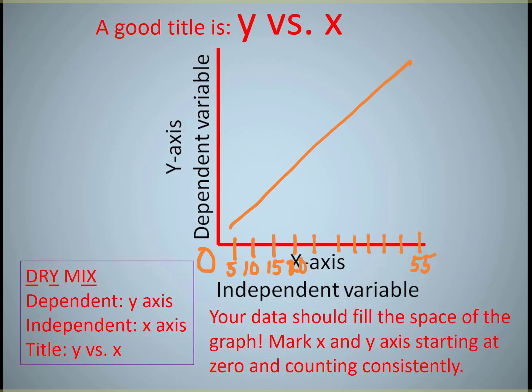Obviously, I don't have graph paper here, so I did the best I could. I probably could have done a little bit better right here. But the point is I'm counting consistently, and it's by fives. Maybe my y-axis, though, to make the graph tall, I need to count by ones. And that's okay, to be counting by fives on one axis and ones on the other. The point is to make your graph look really big and fill the space.